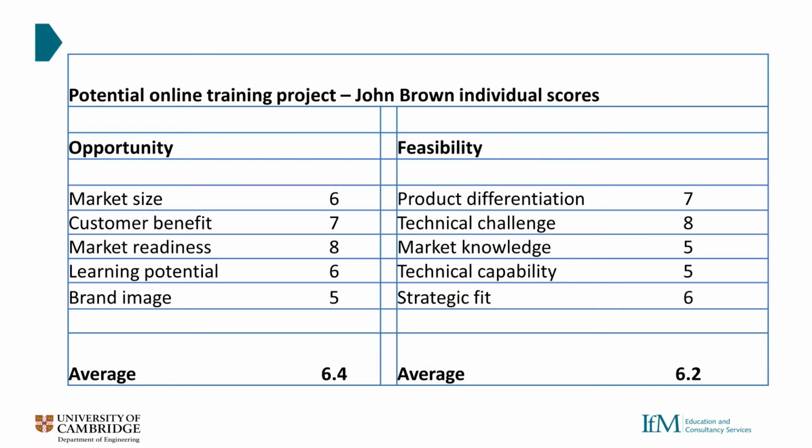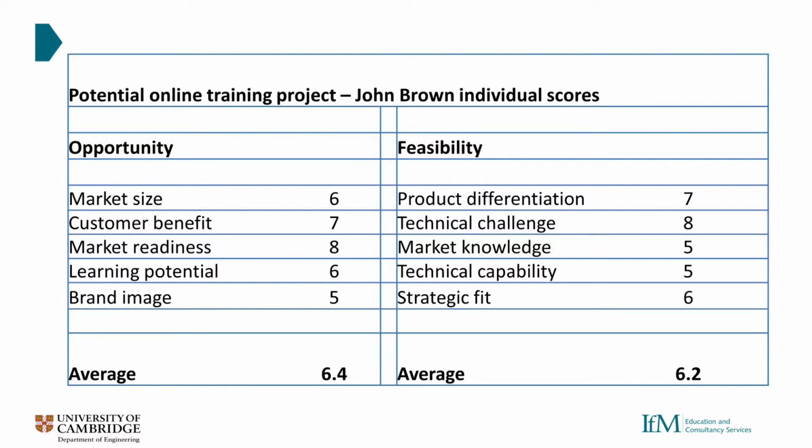Scoring is a critical activity and should be split into 2 sections to be effective: individual scoring and group scoring. Each participant should study the briefing papers on their own, form their own opinions, and provide an initial rating for each opportunity and feasibility factor. Here's an example score sheet for the opportunity and feasibility of a potential online training project.